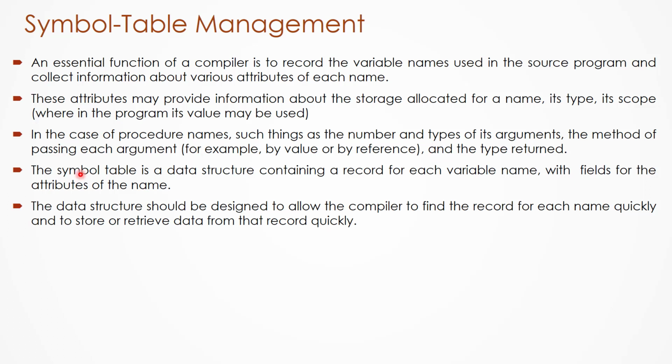A symbol table is a data structure containing a record for each variable name with fields for attributes of the name. The data structure should be designed to allow the compiler to find the record for each name quickly and to store or retrieve data from that record quickly. So the data structure symbol table must be designed in such a way that the retrieving and storing of data in the table must be faster. Generally, in symbol table we are using hash tables. Those things we will study in detail later.